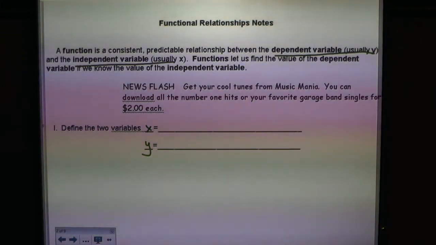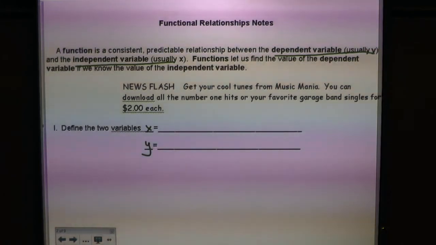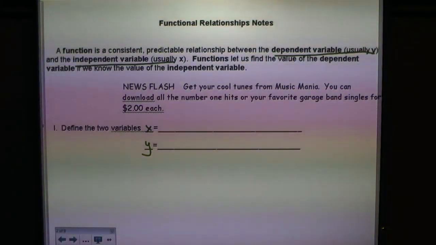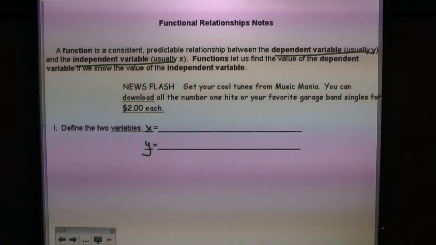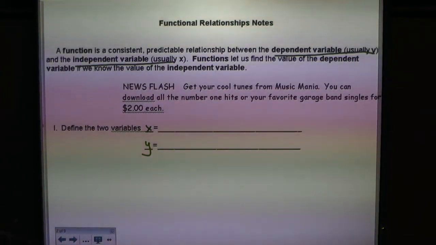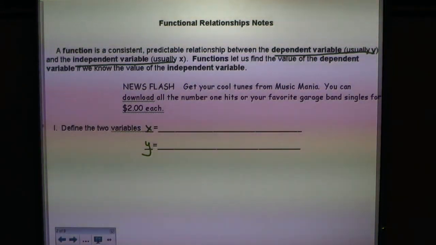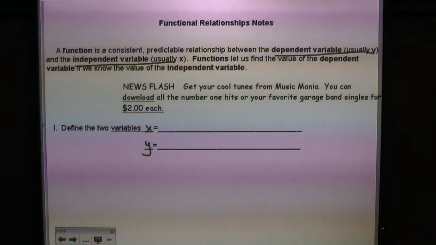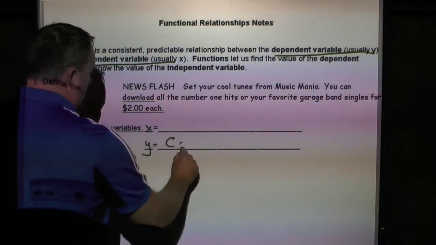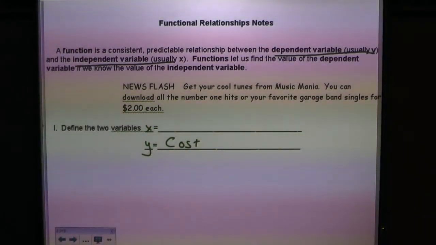As we look at this, we need to define which each of these are. For me, I always try to figure out the dependent variable first, because that's one of the easiest things to find. The dependent variable is your final answer, what you're trying to figure out. What do you want to know at the end? When you're downloading videos or music, you want to know the cost, how much it's going to cost you. So your dependent variable, in this case, is the cost.